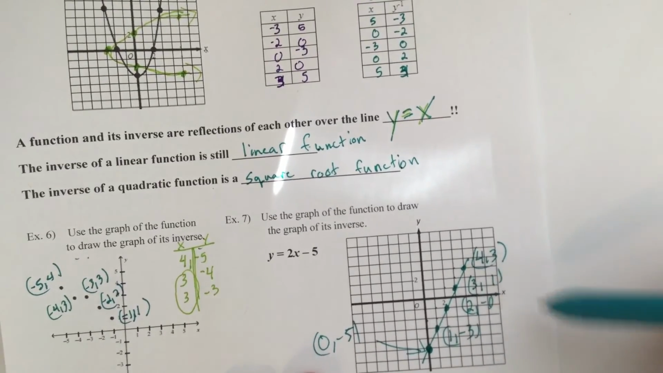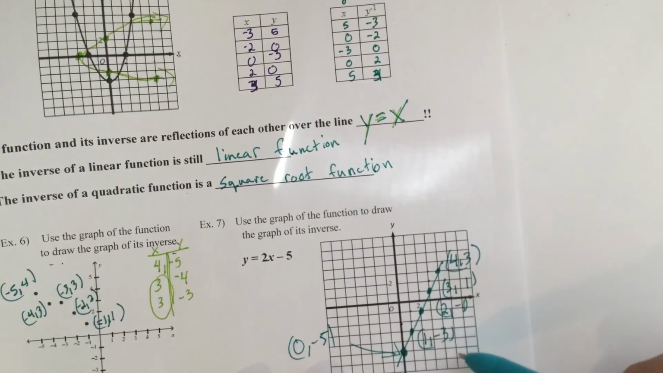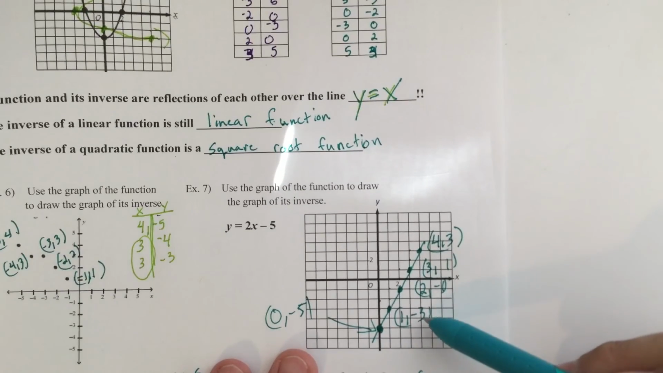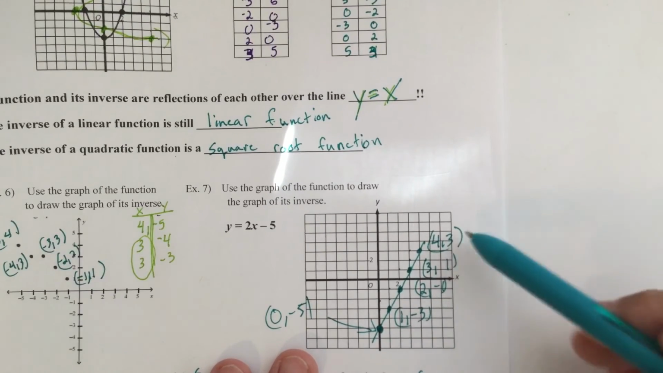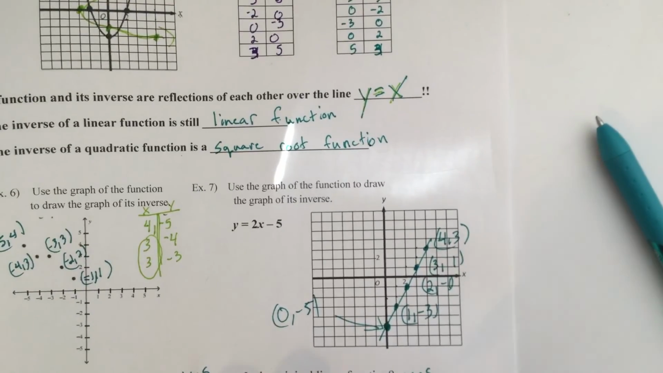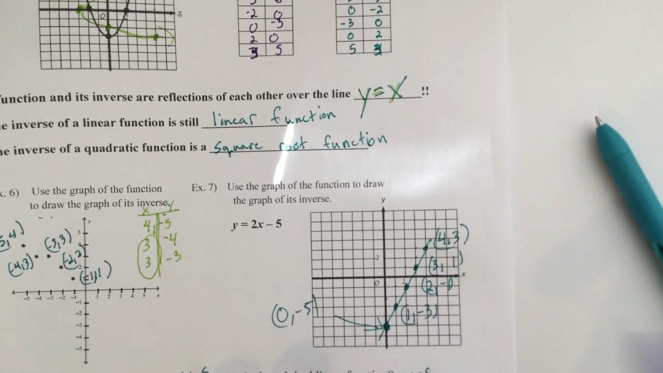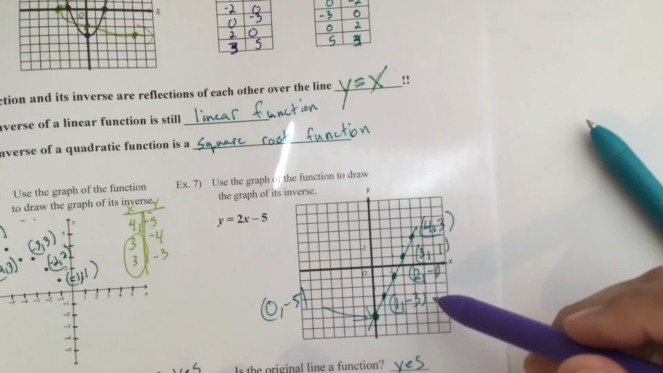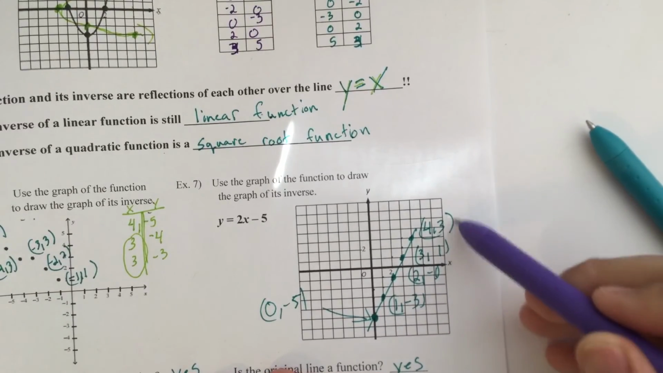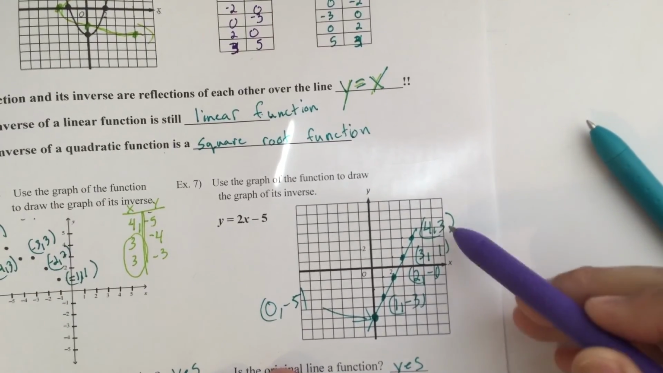Okay, and what you can do easily is look at your y values and see if any of those repeat for the inverse, right? Negative 3, negative 1, 1, 3. None of those repeat, so that means yes, its inverse will be a function. Because remember, when we do the inverses, our y's become the x values. So that's another way you can do this.